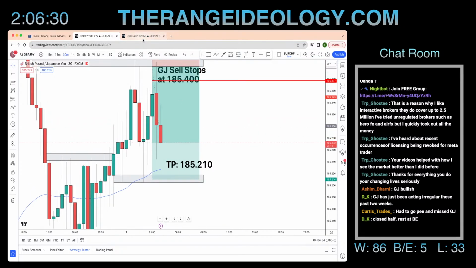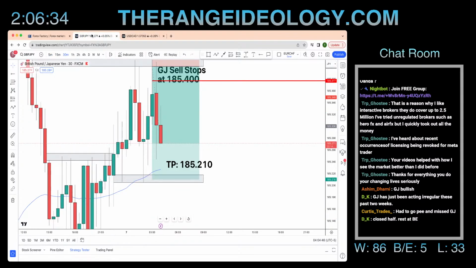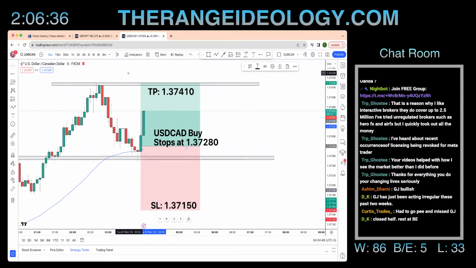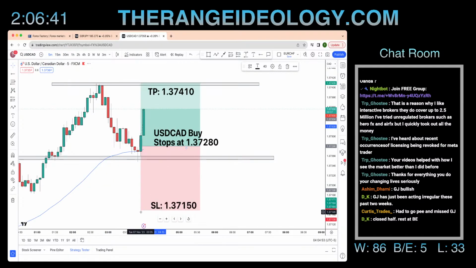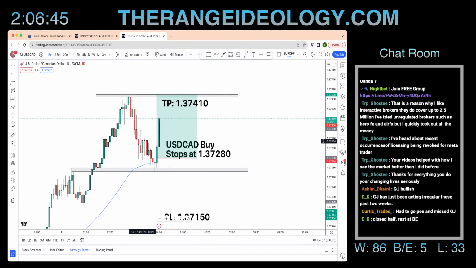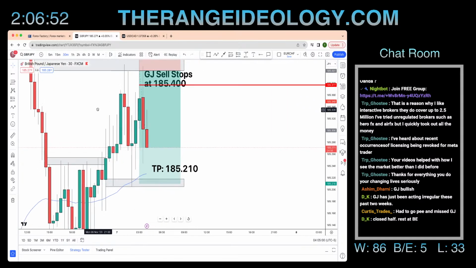All right, let's see. And look at USD CAD, guys. It's just a clean setup here. Clean setup. Can't make this up. Okay, guys. Stops at break even for USD CAD now. Stops at break even. Risk free. And here comes GJ as well, guys.